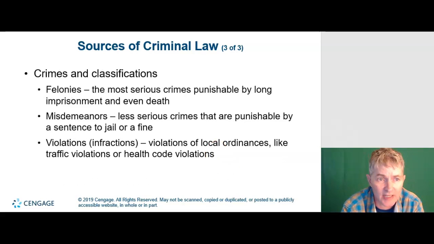Crime classifications: we have felonies, misdemeanors, and violations. Felony, the most serious, punishable by long imprisonment. Misdemeanors, less serious, punishable by a sentence to jail or a fine. And violations are just violations, like traffic violations and health code violations, where you pay a fine.